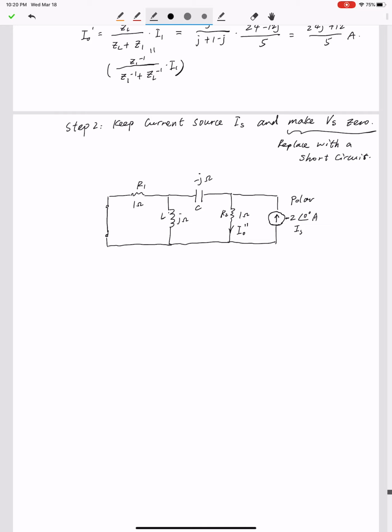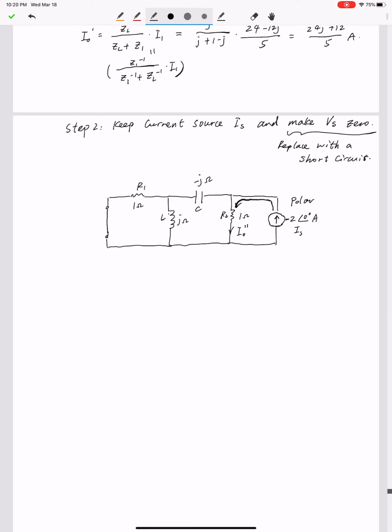And now, as you can see, the current flowing from the positive side of the current source flows through R2, and this current has the same flowing direction as I naught double dot, right? So now we don't need to worry about the polarity because they are flowing in the same direction. All right, so let's find the value for I naught double dot. R1 and L, these two components are connected in parallel, which means we can combine these two components together in the first place.